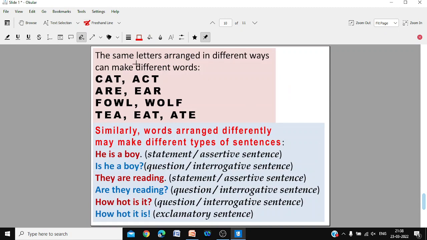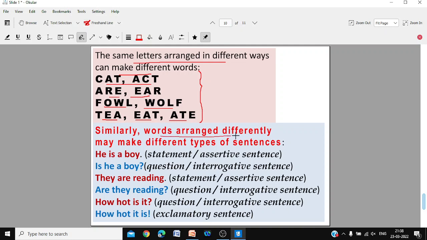Now, one important thing, the same letters can be arranged in different ways and they will make different words. The same letters, C-A-T, you can arrange in two different ways to form two different words, cat and act. R-A-E can be arranged in two different ways to form are or ear. The same letters can form the word fowl and the word wolf. The three letters can form tea, eat, ate. So the same letters in different order form different words.